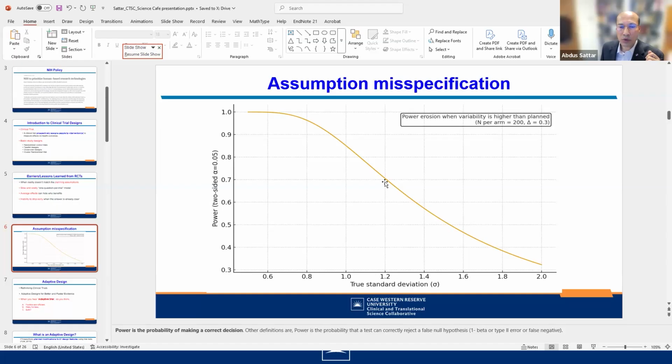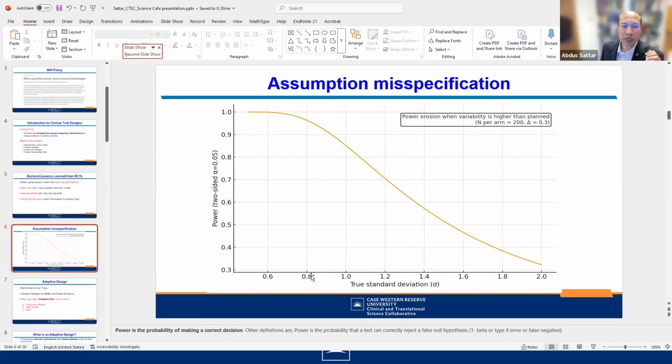What would happen is here. If you look at the power, it would be compromised, or reduced. If after conducting the study you find that your study endpoint standard deviation is 1.2, then you would be underpowered.